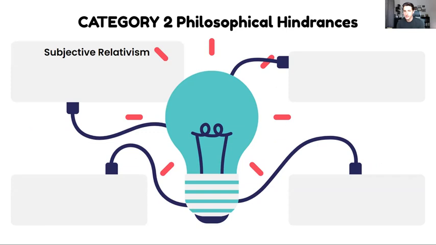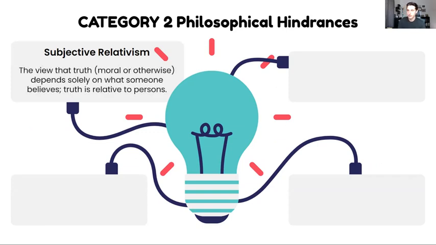A specific philosophical hindrance is subjective relativism. And this is an increasingly popular view that people hold. I'm going to say that it doesn't mean that this view cannot be supported, but if you're going to support this view or hold this view, then you've got some serious problems to account for. There are some serious criticisms of this view. So subjective relativism is the view that truth, moral truth or otherwise, depends solely on what someone believes, that truth is entirely relative to individuals.